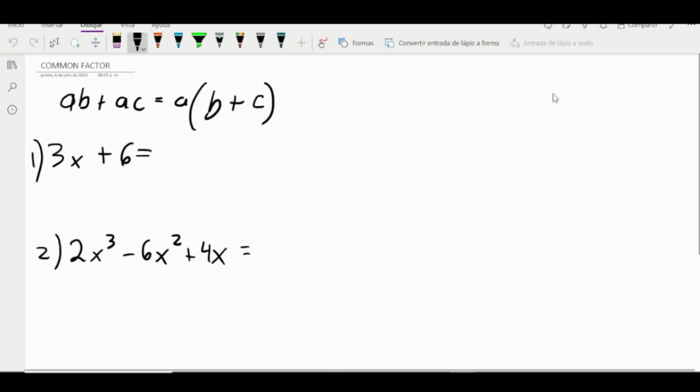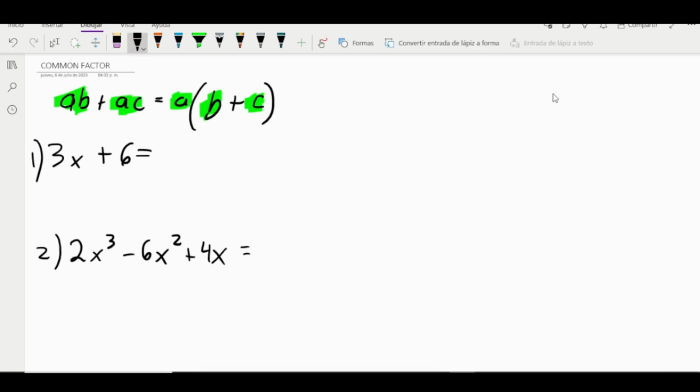So here, for example, the most common formula that you can find is the common factor, when you have two terms or more that have the same factor. In this case, for example, we have a times b plus a times c, and here we can say that we can multiply this common factor times b plus c. So we can apply this situation in this algebraic expression.